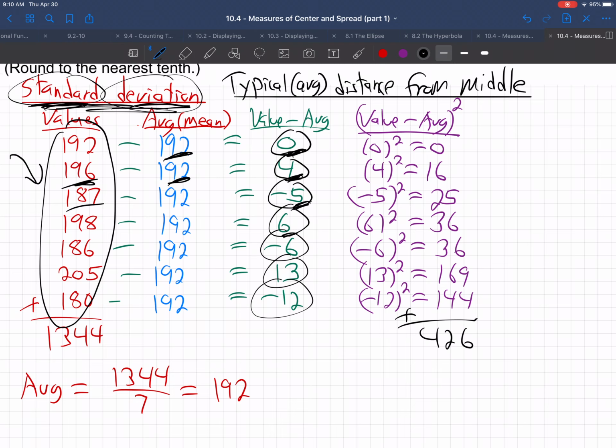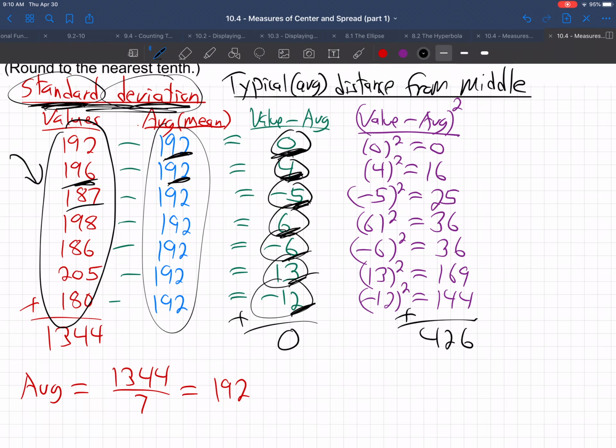And so what we did is we found the middle, 192, and then we found out how far each of the numbers is from the middle by subtracting. But the problem is you think, well, there it is, just average those numbers. Well, we don't want to average those numbers because you know what would happen if we added these up? We would get 0, because the amount above and below the middle will come out to be 0, because it's the middle.